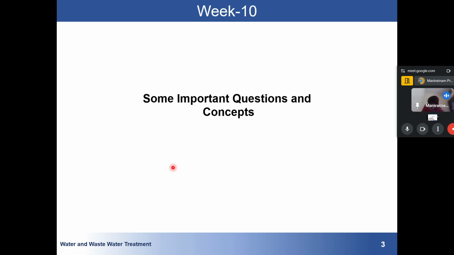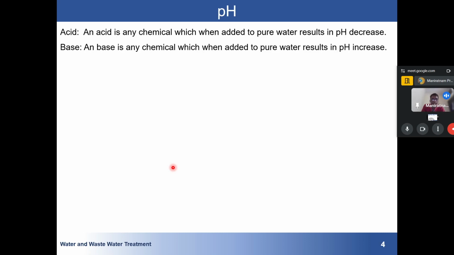So some important questions and concepts in the Big Ten. Before discussing these questions, I wanted to recap something I discussed in week 8 or week 9 lectures. It was about pH. Whatever question is being discussed here is related to pH only. Be it hardness, alkalinity, or removing any certain element, it all depends upon the pH of the system.